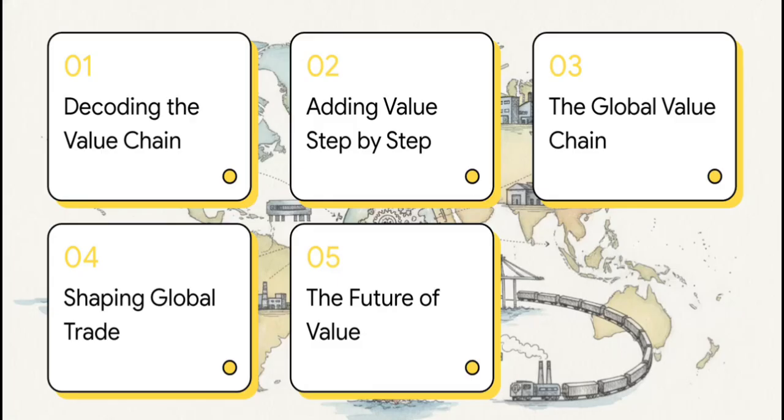So to get our heads around this massive idea, we're taking a zoom-out journey for this explainer. We're going to cover 1. Decoding the value chain, 2. Adding value step by step, 3. The global value chain, 4. Shaping global trade, and 5. The future of value. Let's get into it.